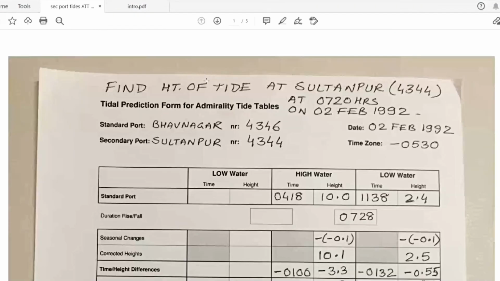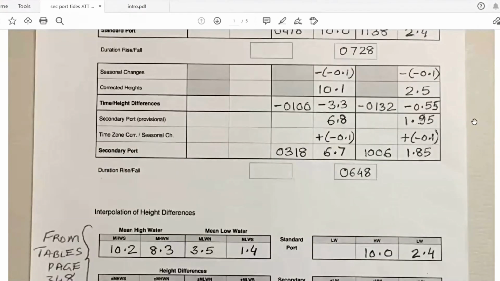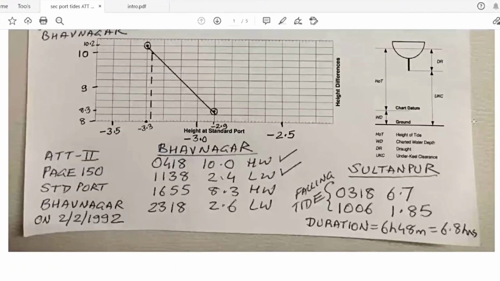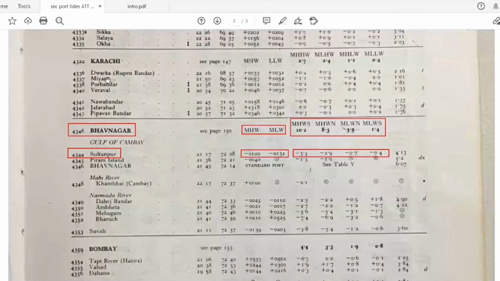Okay, the question is: find the height of tide at Sultanpur, port number 434, at 7:20. Just let me know when you want me to scroll downward. Yes, sir. You can scroll downward. Okay, then did you get this information? Sir, one page up, please. Okay, sir. Fine, sir. Got it. Thank you. Just mark with pencil. Put a circle around these so that you don't take the wrong value in a hurry.